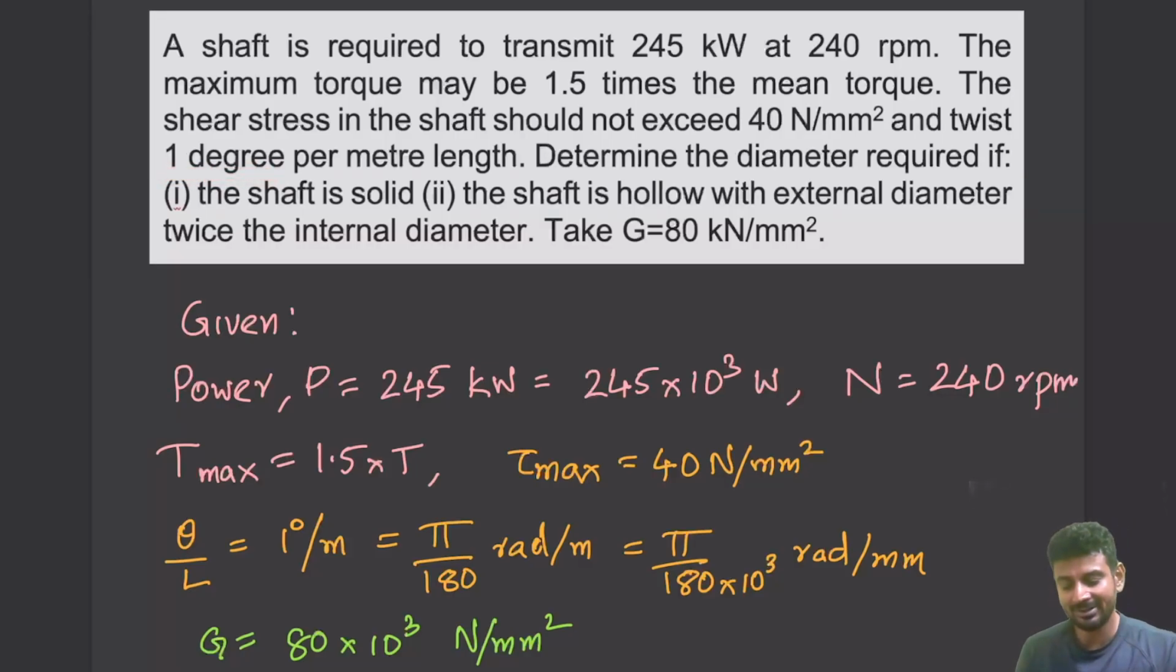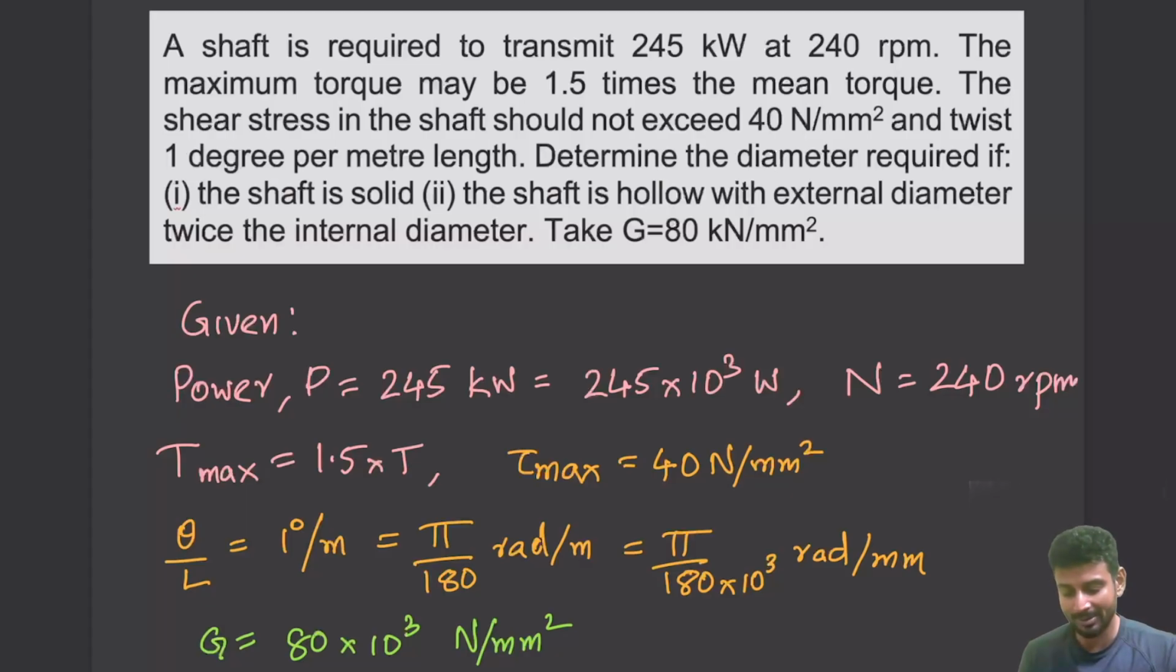We have to calculate the diameter if the shaft is solid. Also, we have to calculate the diameters of the shaft if it is hollow. Also, it is given that the modulus of rigidity is 80 kilonewton per millimeter square. So before solving the problem, first we have to write down all the values given in the problem.